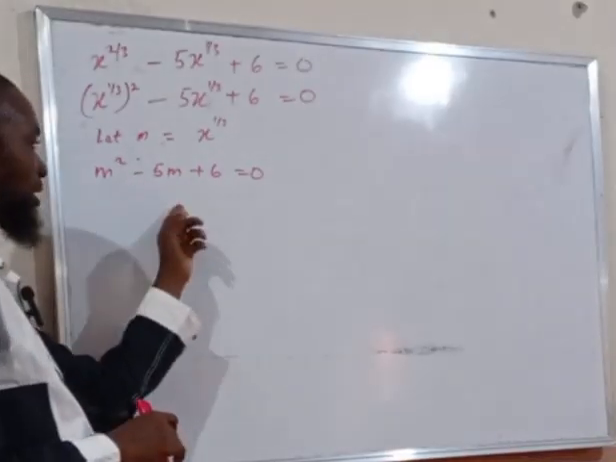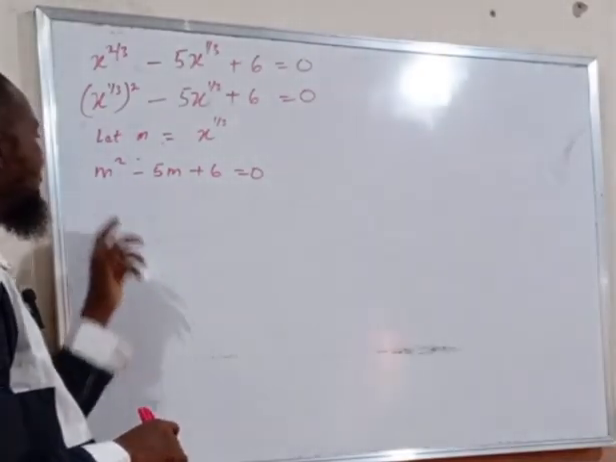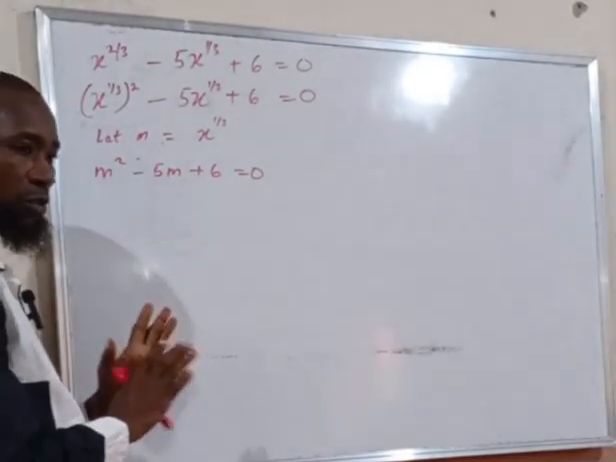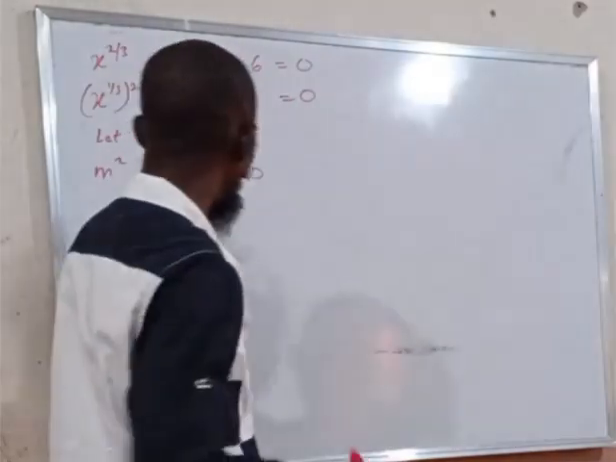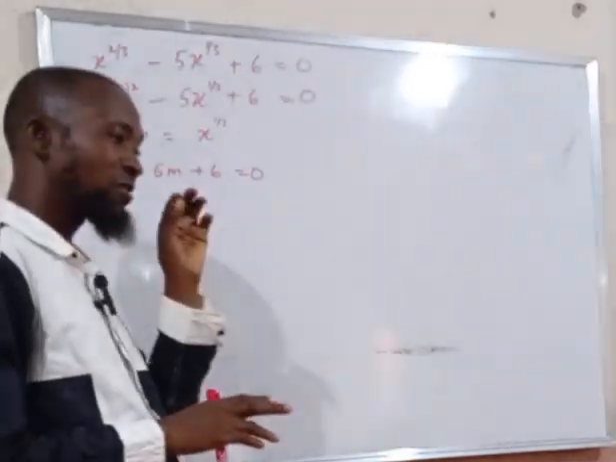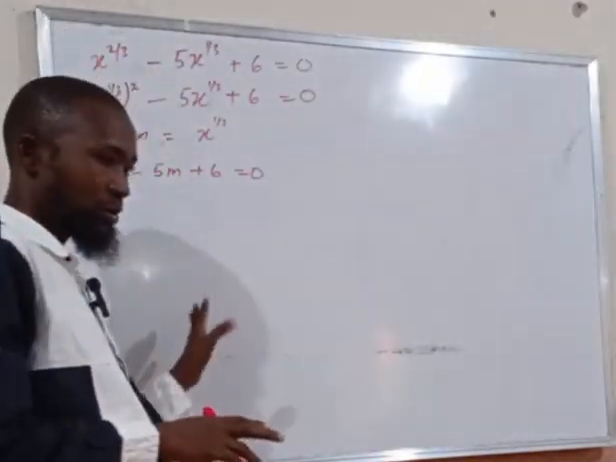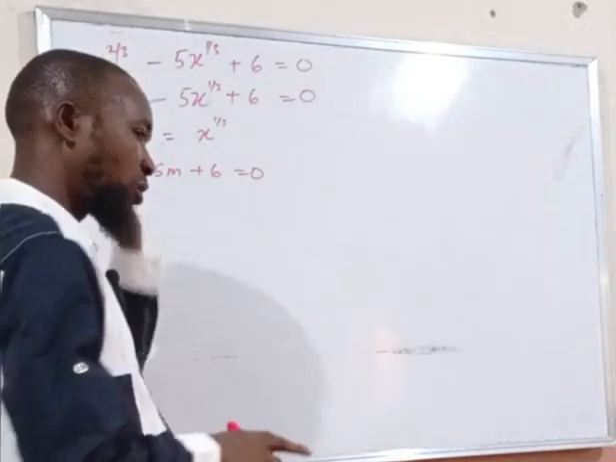Remember, they are not testing quadratic equation here. What they are testing is you being able to get the value of M. Use whichever method you know. If the almighty formula is what you know best, come and use it. If you know factorization method, come and use it.